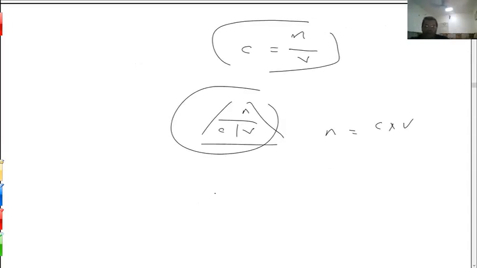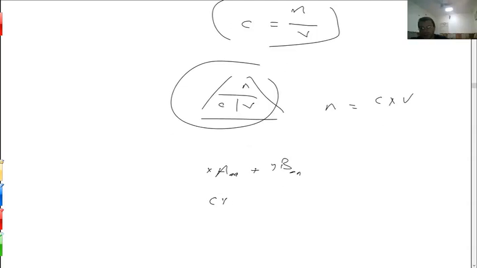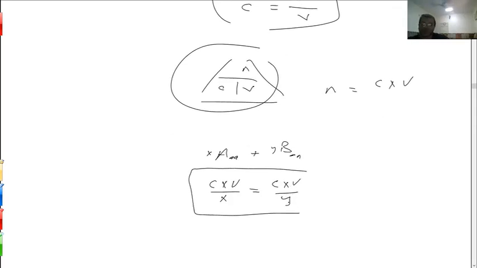For solution questions, we have a definite rule. If you have an aqueous solution A reacting with an aqueous solution B, and the number of moles here is X and here is Y, the rule says: concentration times volume for A over X equals concentration times volume for B over Y. This is the rule which we're going to use in the solution calculation.